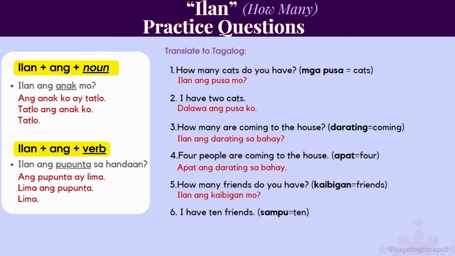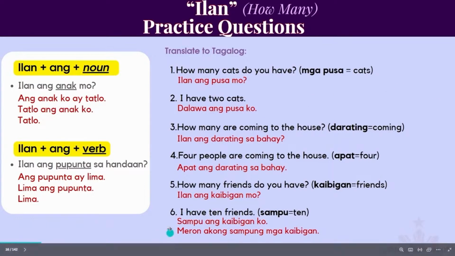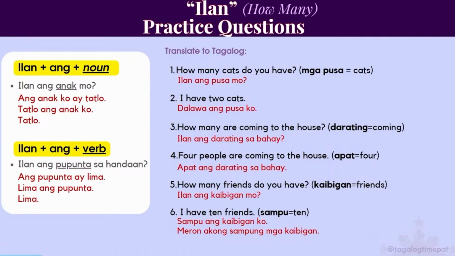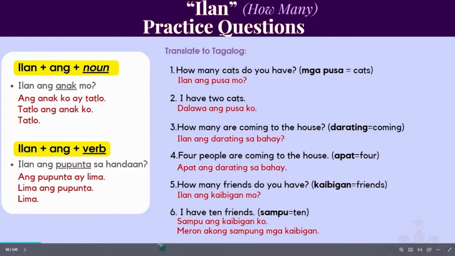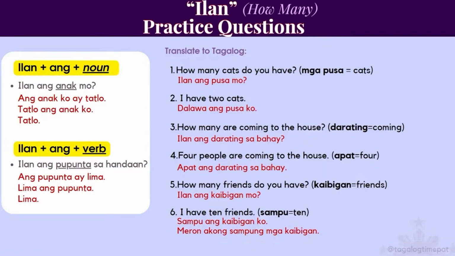Number 6, I have 10 friends. Sampu means 10. Sampu ang kaibigan ko. Or sampung mga kaibigan ko. I have 10 friends. All right. Another way to answer this, meron akong sampung mga kaibigan. So I want to show you again, there are different ways to answer. There's a long form, there's a short form, there's an even shorter form, right? Just say the number by itself. So if you hear different responses, hopefully you can recognize some of the vocabulary words and just kind of go from there.